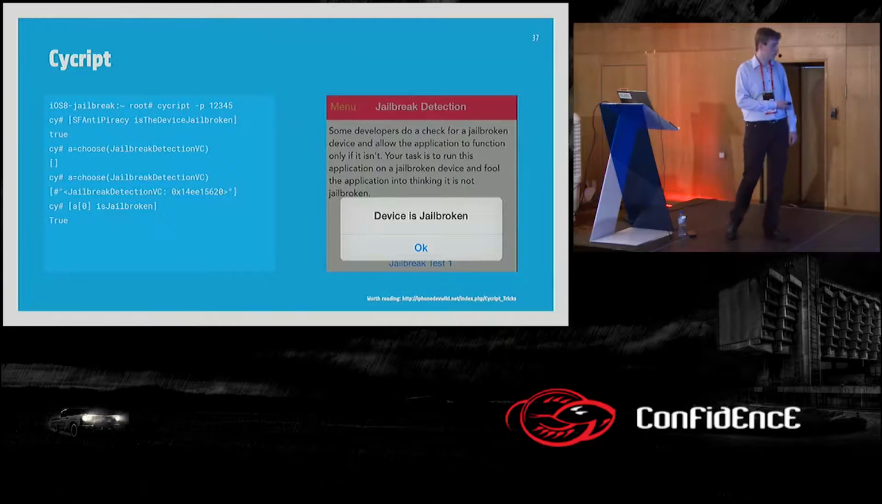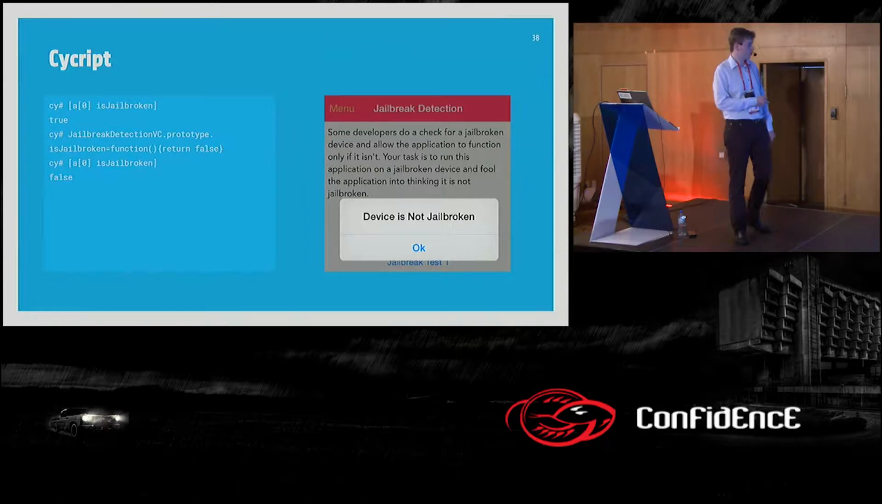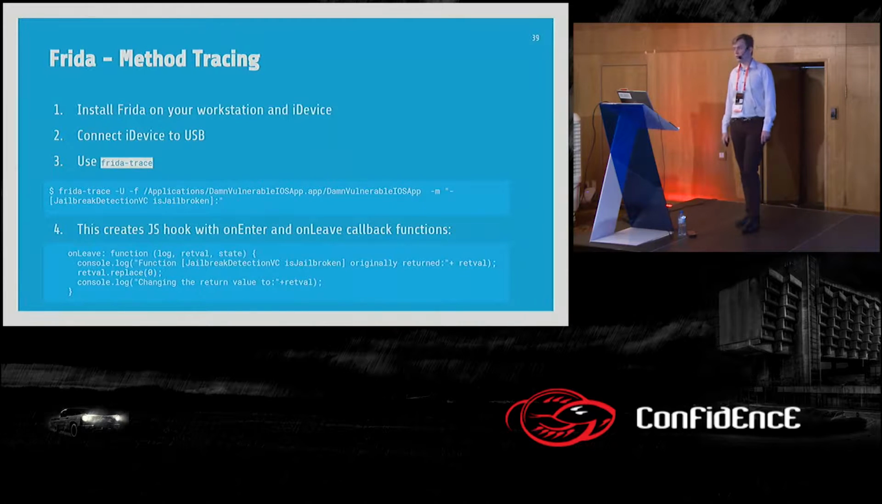Good. Now we want to bypass this. We see that this returns true or false, so it's pretty trivial to patch it and return false in those cases, and the device won't be jailbroken. Indeed, you can do it very simply with the script. You just use the prototype isJailbroken and replace the implementation of the function. This is actually pure JavaScript. So you just put function return false. You call the method, this returns false, and the device is not jailbroken.